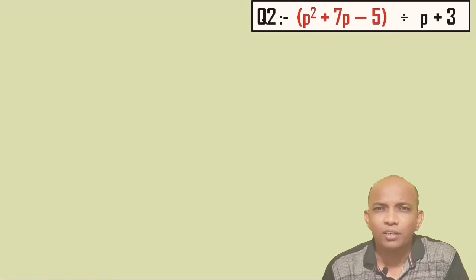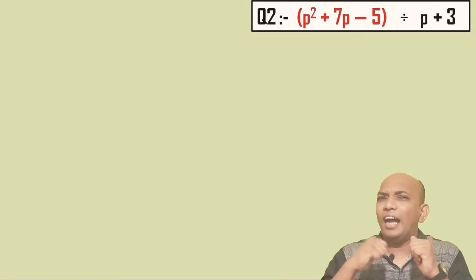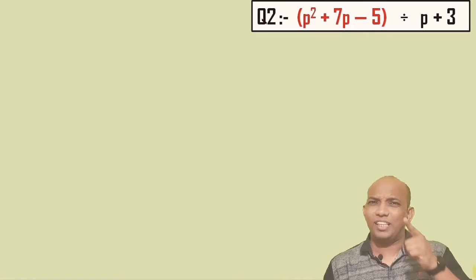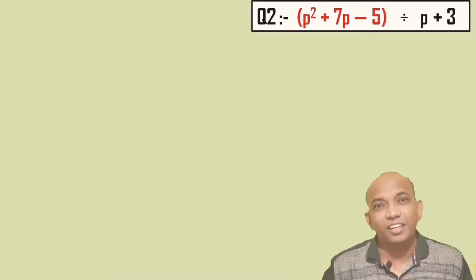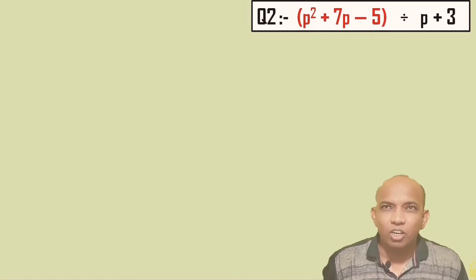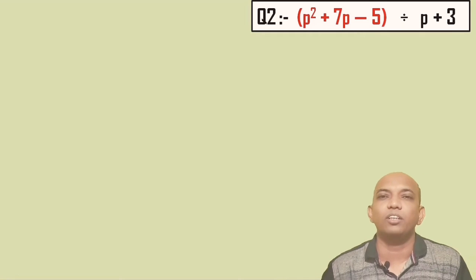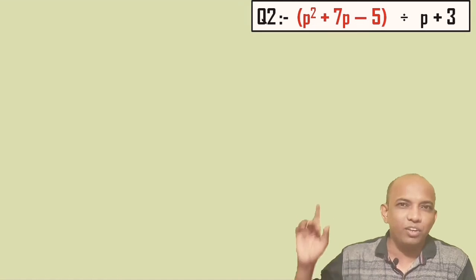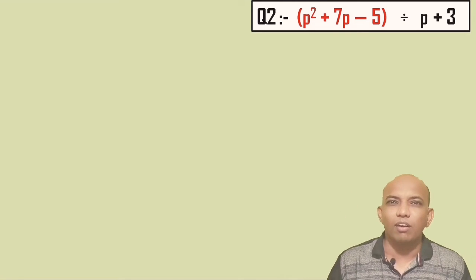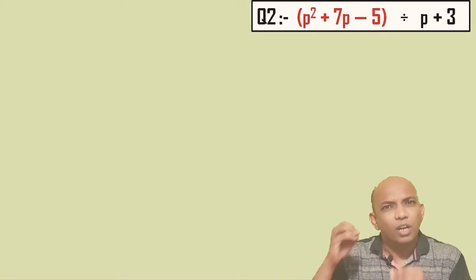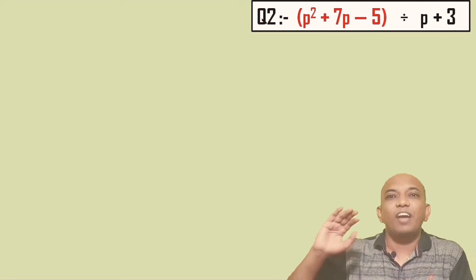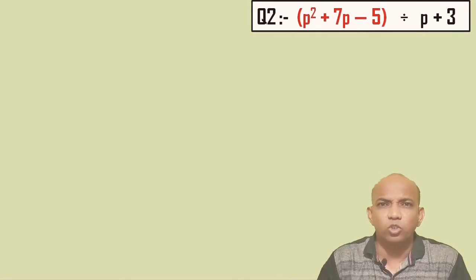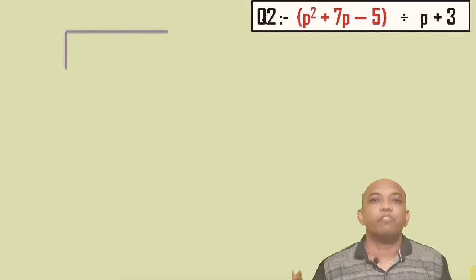P plus 3 is a binomial and the divisor. As it is a binomial, we have to take special care. What do we have to check? We have to check whether the powers of the dividend and the divisor are in descending order. Yes, they are. And is there any missing power? Check it out. No, because we have p square, we have 7p, that is p raised to 1, and we have only 5, which is 5 times p raised to 0. So all powers are there and arranged in descending order. We are all set for the division.